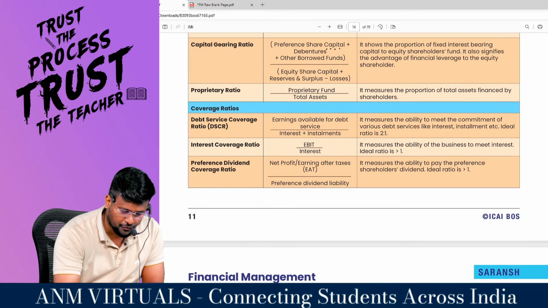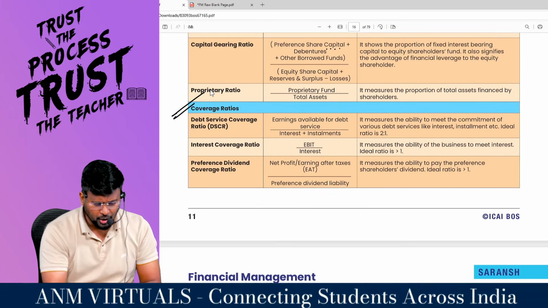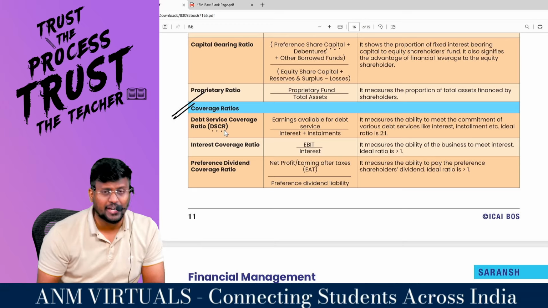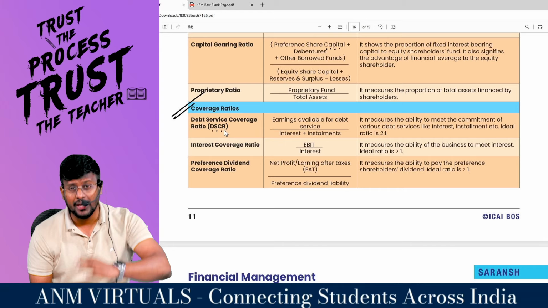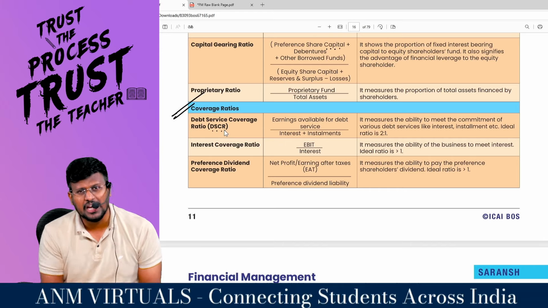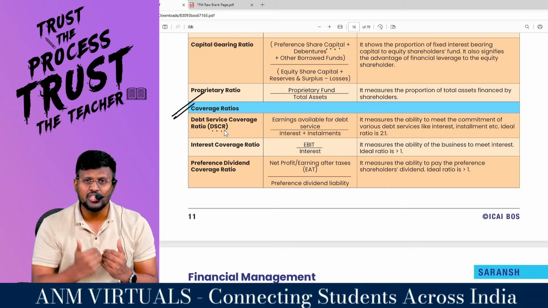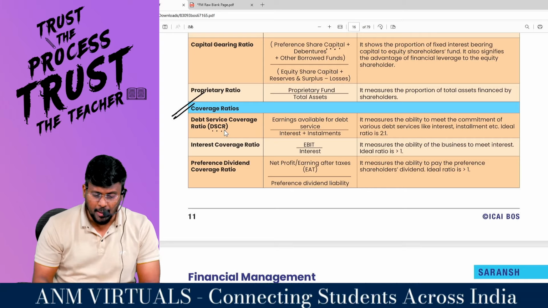Moving to the third family called the coverage ratio. Sir, I'm going to talk about the coverage ratio, the debt service coverage ratio. For example, for a concern, the main concern will be how I am going to serve the debt. When you are playing shuttle, we used to serve, right? What will I serve? The shuttle ball I will serve. Right, sir? In the same way, a concern should be able to serve.